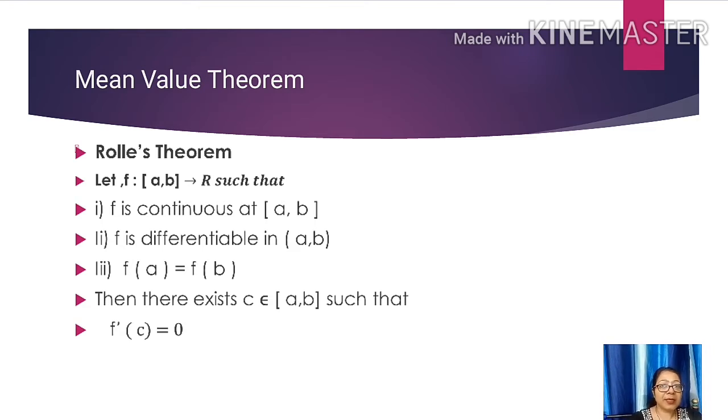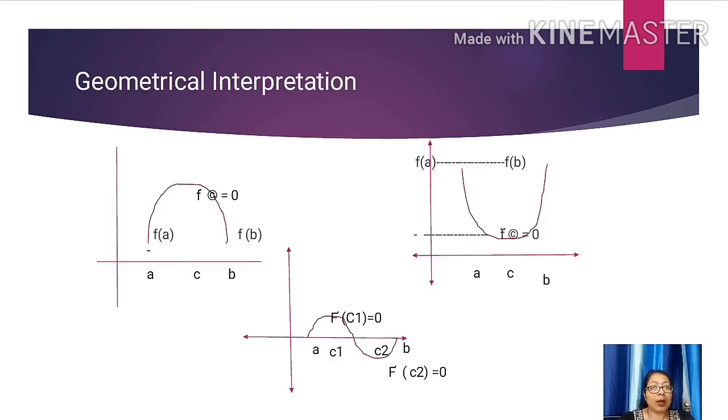So the three points are: f should be continuous on the closed interval, the function should be differentiable on the open interval, and the functional values at f(a) and f(b) are the same. Then there exists a point c such that f dash c is equal to 0. Now let us explain this by geometrical interpretation.